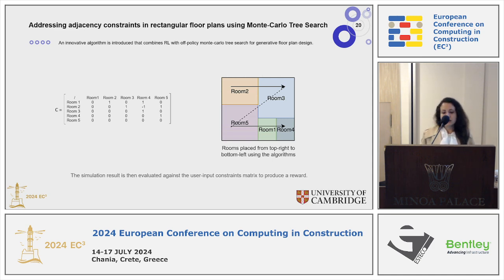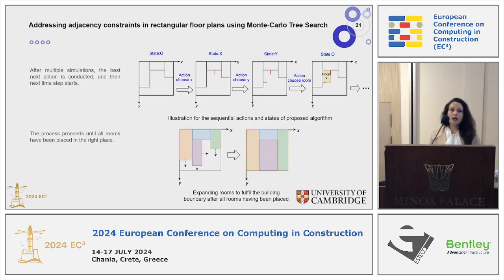The simulation result is then evaluated against the user input constraint matrix to produce a reward. After multiple simulations, the best next action is conducted and the next time step starts. The process proceeds until all rooms have been placed in the right place.